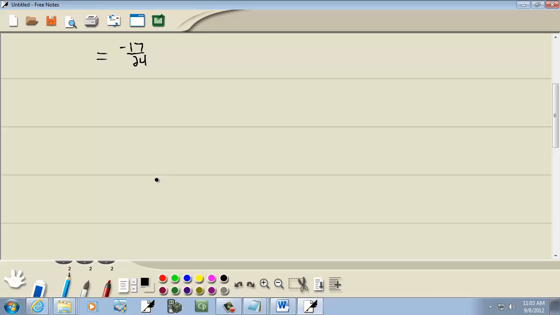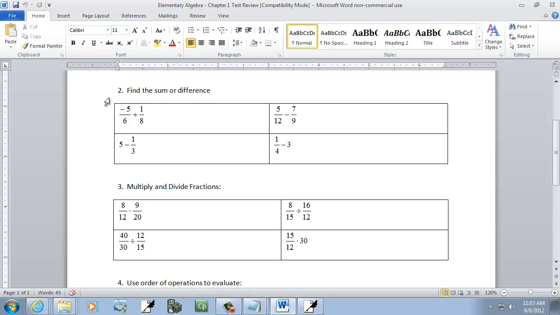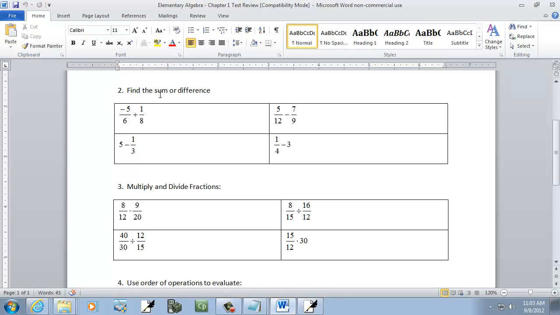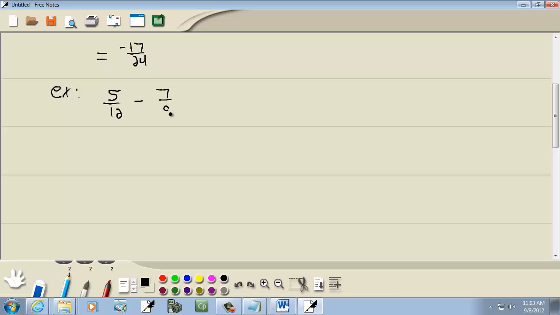Let's look at the next one. This would be 5/12 minus 7/9. Well, again, if we're going to combine these together, we have to have a common denominator. So I want to find the LCD of 12 and 9. I'm going to do the prime factorization of each one. 12 is 2 times 2 times 3. And 9 is 3 times 3.